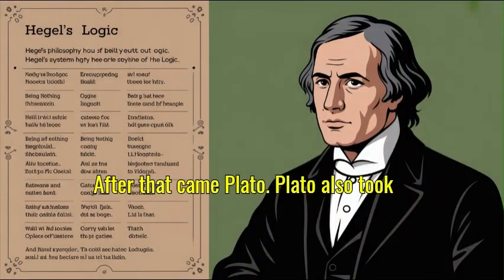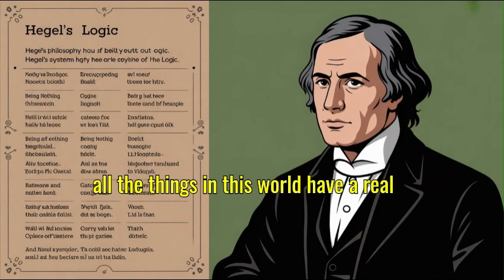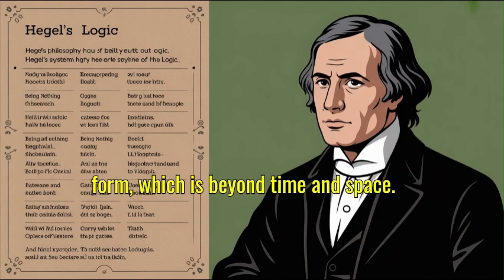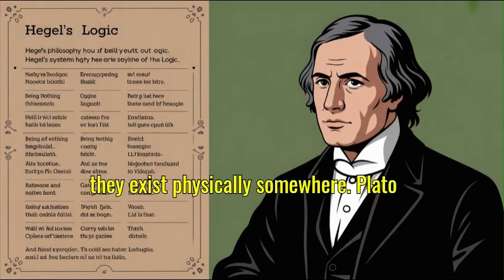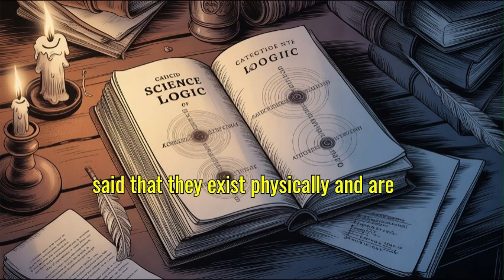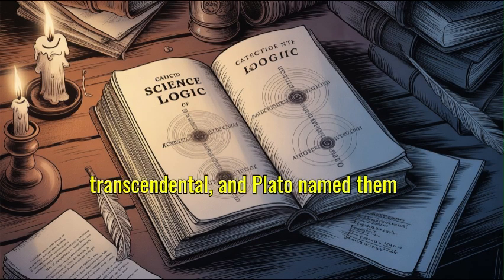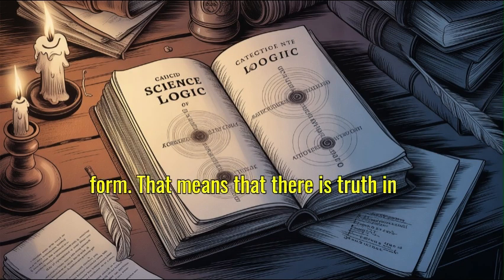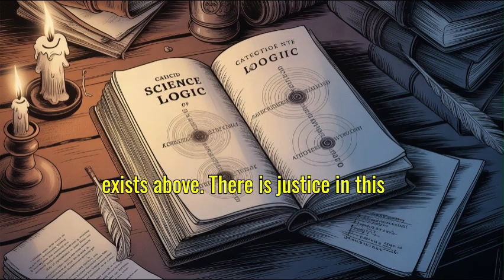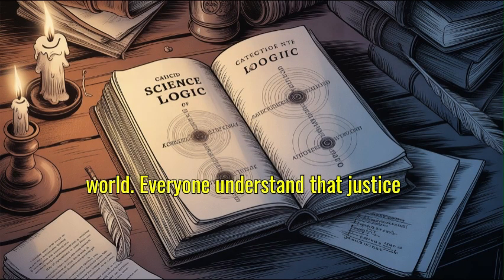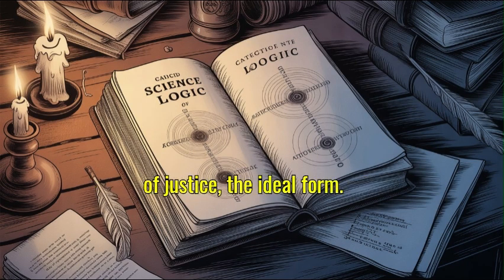After that came Plato. Plato also took this theory forward. Plato said, brother, all the things in this world have a real form, which is beyond time and space. At least the Eleatics did not say that they exist physically somewhere. Plato said that they exist physically and are beyond time and space. They are transcendental, and Plato named them forms. That means if there is truth in this world, it is because a form of truth exists above. There is justice in this world. Everyone understands that justice is a good thing because there is a form of justice, the ideal form.